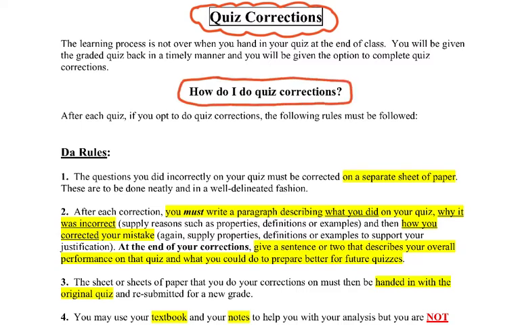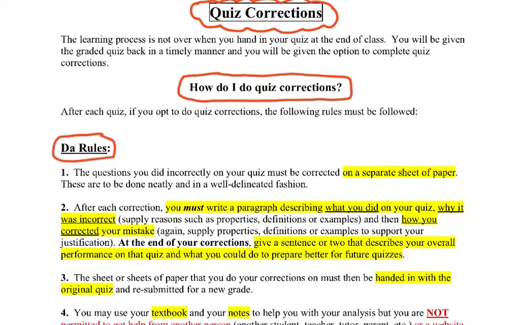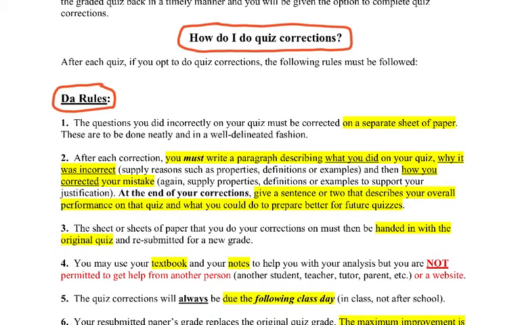Alright, so first thing you want to do, here are the rules. When you do quiz corrections, first thing you do is please do all of your quiz corrections on a separate sheet of paper. Please don't do it on the same quiz because it might be hard to tell your original mistakes from the corrections that you did on them. So just do all the work on a separate sheet of paper, please. Done neatly, and keep it very well organized, please, so I can read it very well.